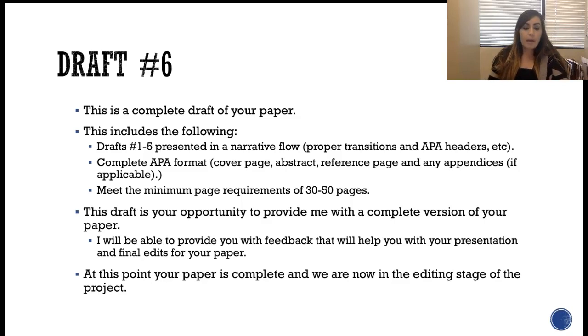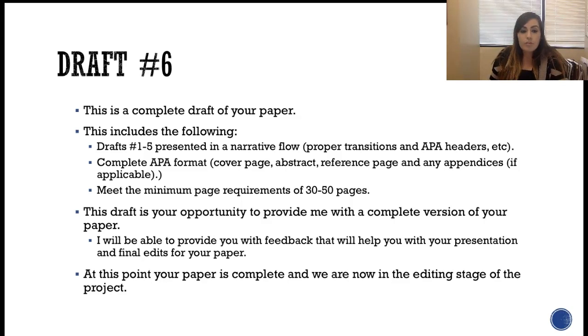Drafts 1 through 5 included all of the information you needed to have a solid paper. We broke your paper down into 5 sections, beginning with your introduction and purpose statement, squeezing in your literature review and methodology, and then ending with your discussion and conclusion. So draft 6 is a completed version of your paper. Virtually after this week, your paper will be completed.